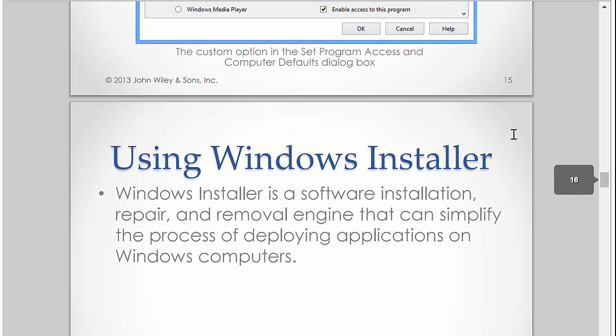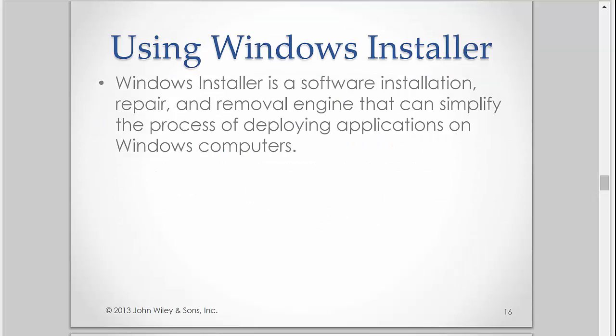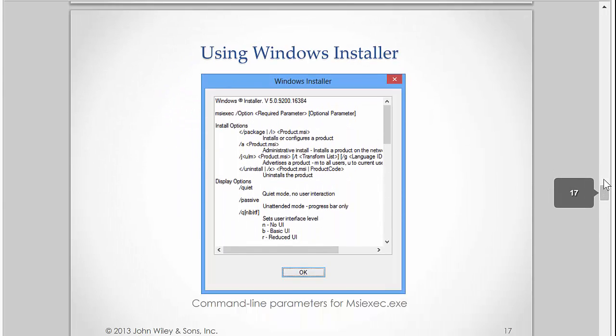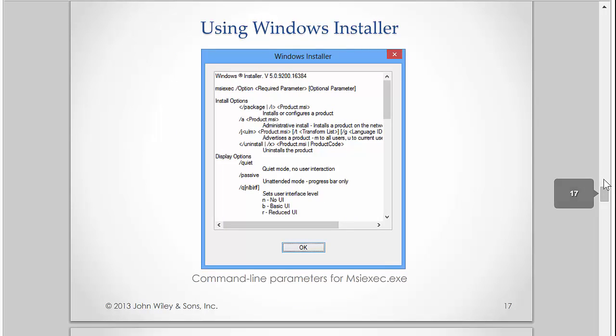So that brings us up to the idea of Windows Installer. And Windows Installer, of course, is software that helps us to install, repair, remove engine that can simplify the process of deploying applications on Windows computers. So basically what we're able to do is use Windows Installer and create scripts, command line parameters that help us install or streamline the installation of the application.